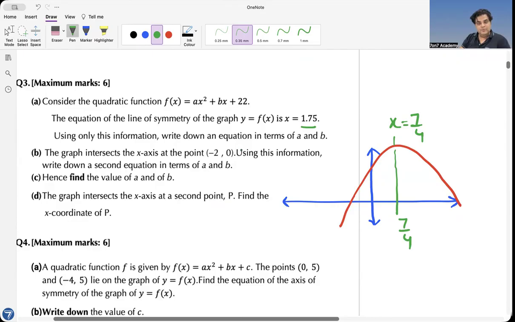They said use the information below, find the value of a and b, and you have one root, which is minus 2. So the y value is anyway 0 here, no? So minus 2, 0. Then you have to find a and b, so you have to get equations. So x is equal to minus b upon 2a, and that is equal to 1.75, so that would give one equation. So minus b over 2a is equal to 7 by 4. So this cancels out to 2, so minus 2b is equal to 7a.